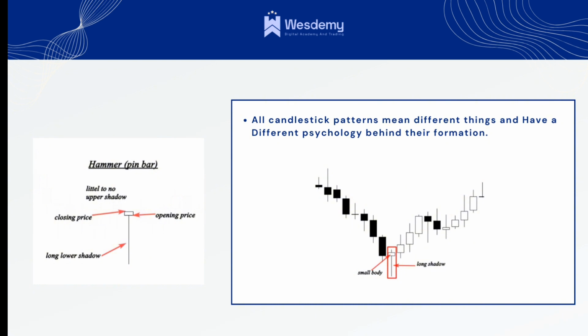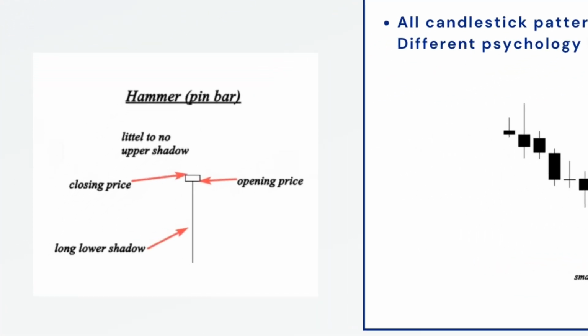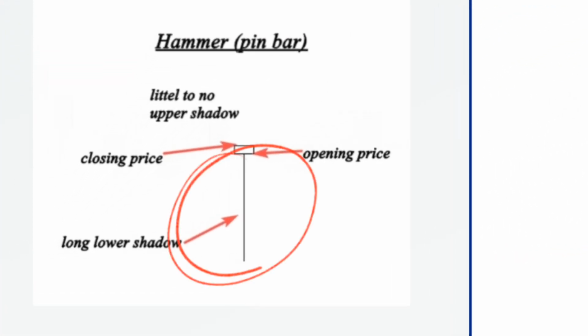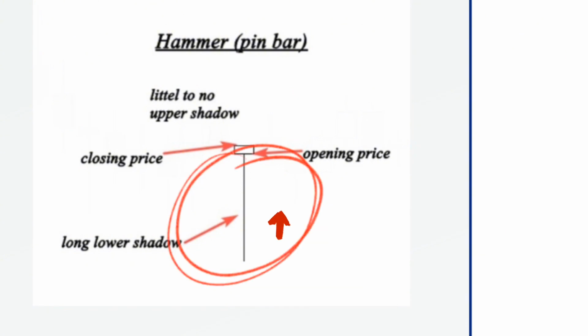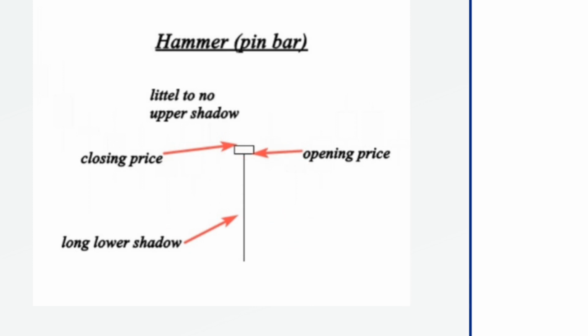Now this is a hammer candlestick. The psychology behind the hammer candlestick is that the sellers were in control. And this long wick you see here actually means that the sellers pushed price down, but before the candlestick closed, the buyers pushed price back up, and then they gained momentum and continued pushing price back up. So the sellers were initially in control, but then the buyers took over, and then it closed as a hammer candlestick.